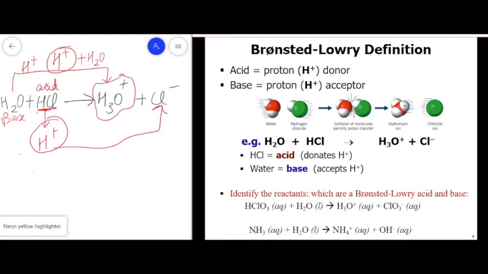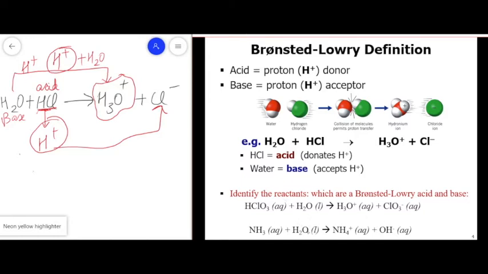In the next example, you can see here NH3, which is essentially ammonia, reacts with water to produce NH4 plus and OH minus. So what's happening here is that NH3 has changed to NH4 plus, meaning it has accepted a proton. If it has accepted a proton, that makes it a base. And water, on the other hand, has changed into OH minus.